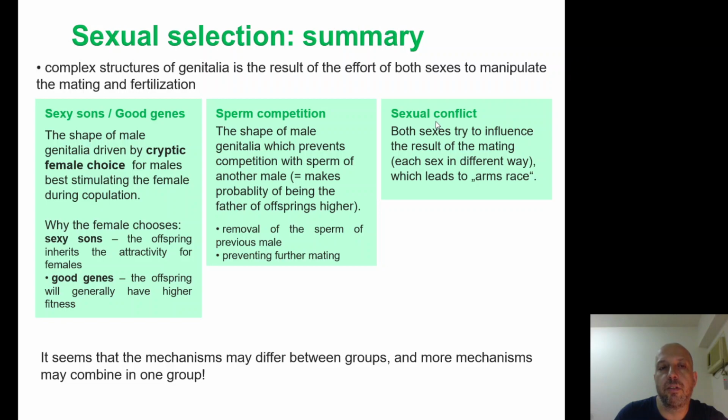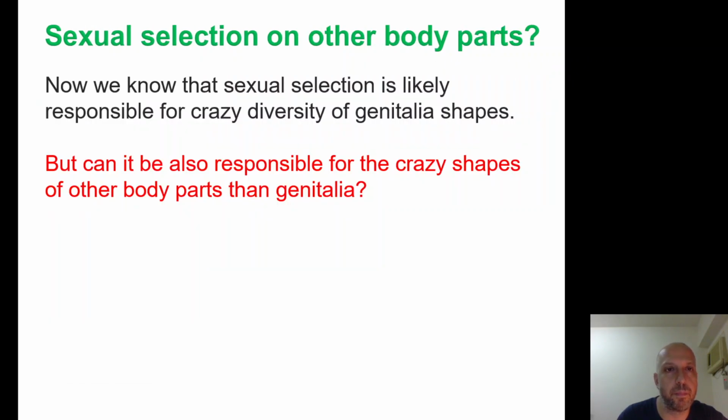So it's basically not like cryptic female choice, where the female chooses without any manipulations. She just mates with many males and then chooses. But here there's a direct attempt to manipulate the behavior or the way of the sexual interaction, which goes into this kind of arms race. The specific mechanisms probably differ between groups, but in general, sexual selection is now considered the main driver of all these crazy structures connected with sexual interactions.